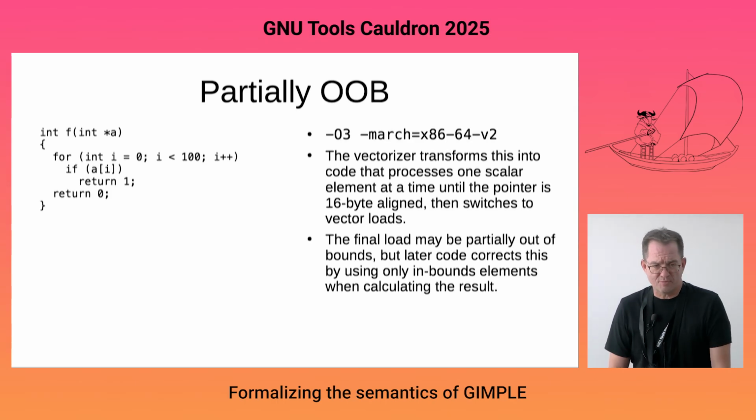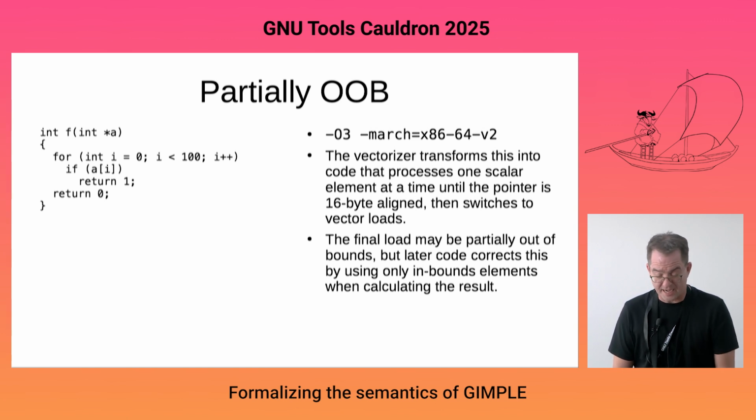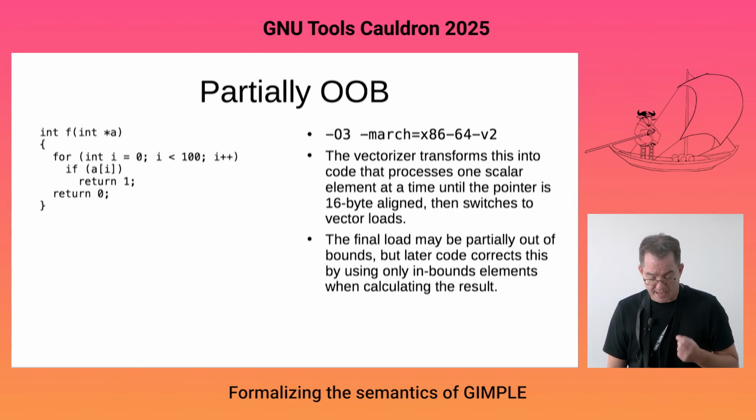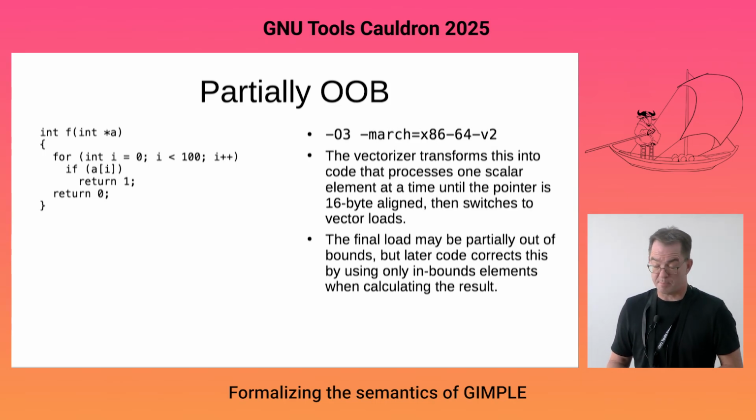But if you look at what the vectorizer does, if you take this function and compile it for x86-64 v2, the vectorized code starts by doing one element at a time until everything is 16-byte aligned. Then you do one vector at a time. And the final load here may be out of bounds, but that's perfectly fine because since it's 16-byte aligned, we know it must be on the same page.